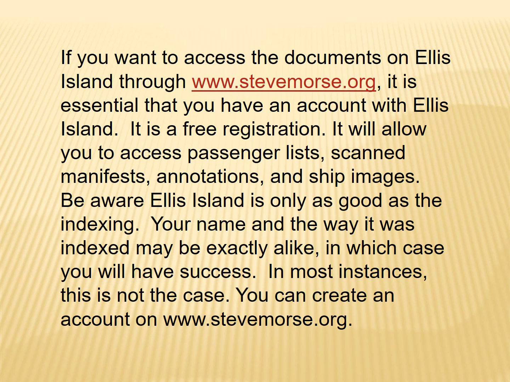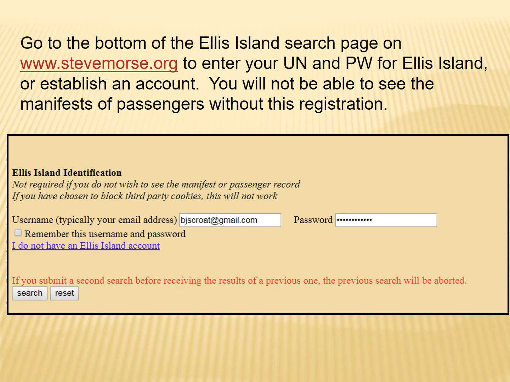You can create an account directly on stevemorse.org. Go to the bottom of the Ellis Island search page on Steve Morse to enter your username and password for Ellis Island if you've already established an account, or you may establish a new account from this page. You will not be able to see the manifest of passengers without this registration. Simply click on I do not have an Ellis Island account to be directed to the Ellis Island site.